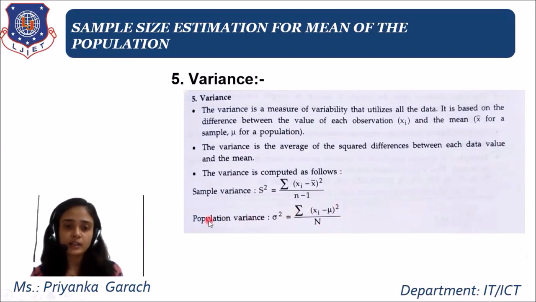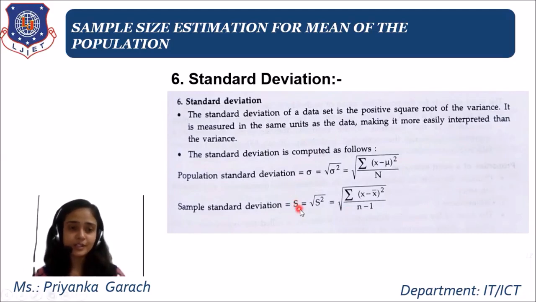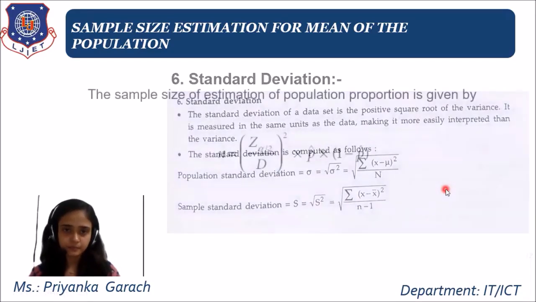So this is how you can give the variance of the population, that is (xi minus mu) the whole square divided by n. So in the numerator you have the summation. Then comes the standard deviation. What is the standard deviation? It is the square root of the variance. So just do the square root in the previous formula, and you will get the standard deviation. The standard deviation of the population is indicated by sigma, and for the sample it is indicated by capital S.